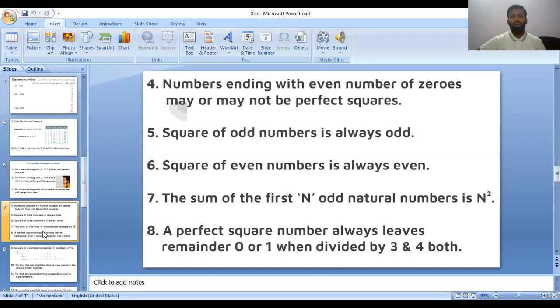This is important. It says the sum of the first n odd natural numbers is n square, right? The sum of, kiska sum? The first n odd natural numbers is n square. First n, the word is first, right? We cannot take any random numbers. First we have to take only odd numbers, and then we have to take numbers starting from 1, meaning 1 should be included.